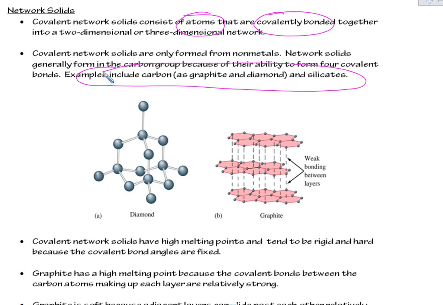Carbon can do a couple different things. These tetrahedrons could arrange themselves in a little bit more of a crystal pattern, and then we get diamond. Or they can arrange themselves in these layers, and then that's graphite. And those arrangements change the properties. So obviously graphite is a lot softer than diamond. That tetrahedral repeating pattern of carbon tetrahedrons is really strong and rigid, which is what they tell me here. These covalent network solids generally have higher melting points. They're rigid and hard because of those tetrahedral angles.